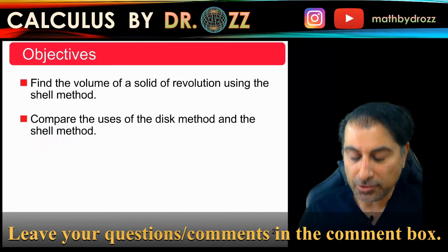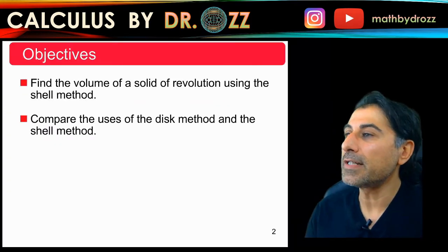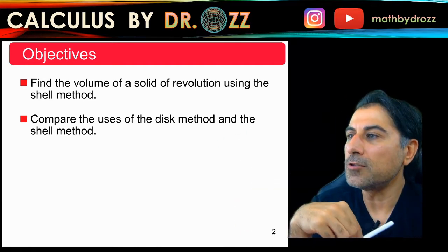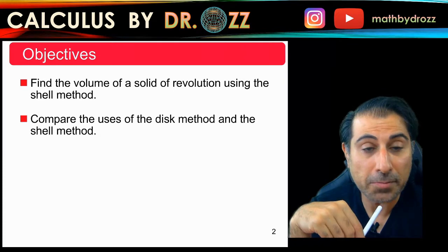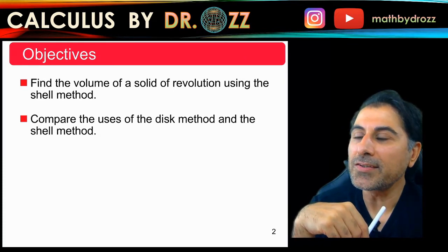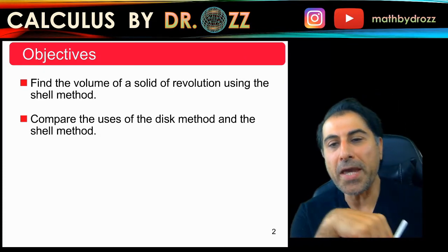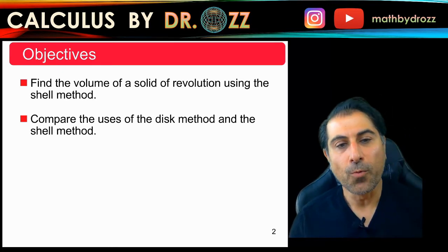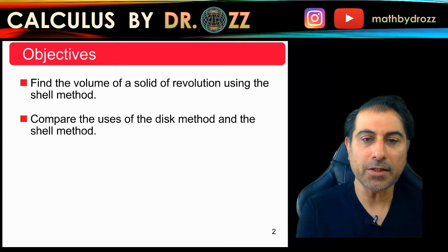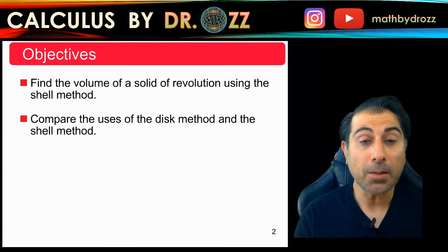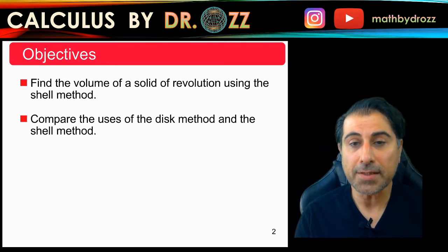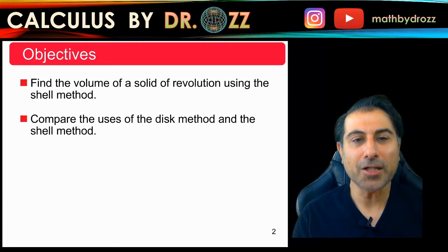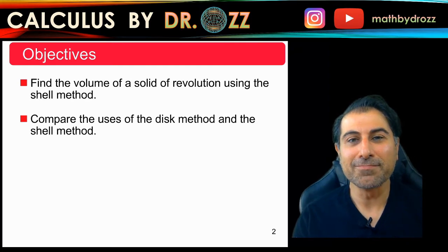We have two learning objectives to achieve today. The first one is to find the volume of a solid of revolution using the shell method, obviously. And the second one is comparing the disk method and the shell method, because one is more powerful than the other for certain problems, certain exercises. So we're going to discuss the differences between the disk method and the shell method. All right, let's get started.